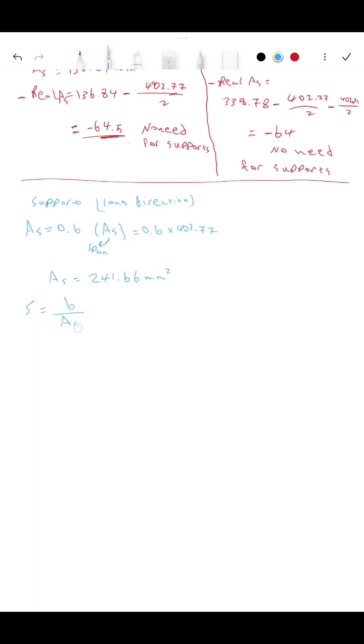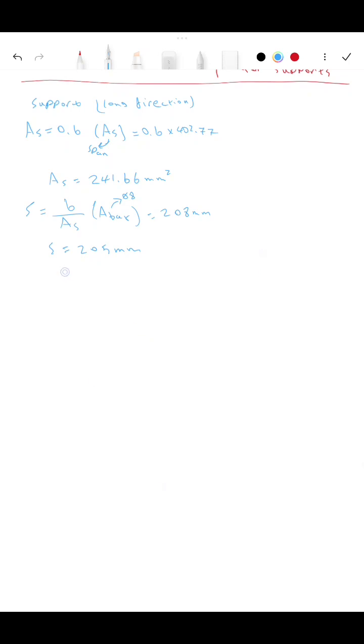To calculate the space between the steel bars, we use the same formula: B divided by area of steel times area of the bar, and I will use phi 8. So B is 1000 divided by the area of steel times pi times 4 squared, and it equals 207.99, almost 208. So I will use a space of 205 millimeter, no need to change it. The final answer will be phi 8 divided by 205 millimeter.